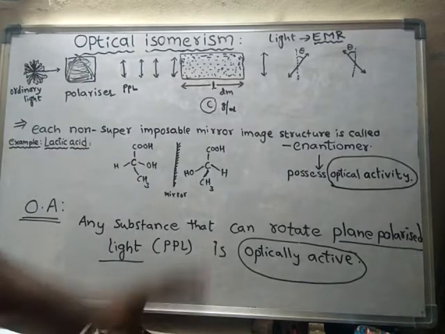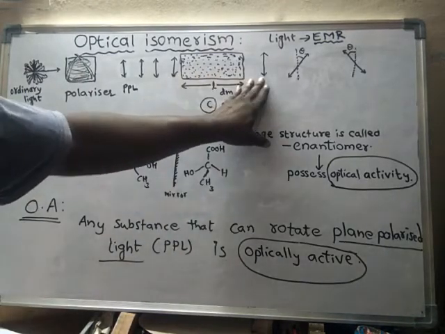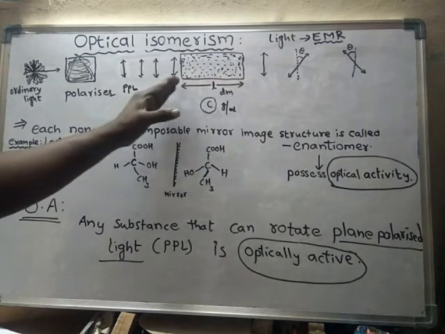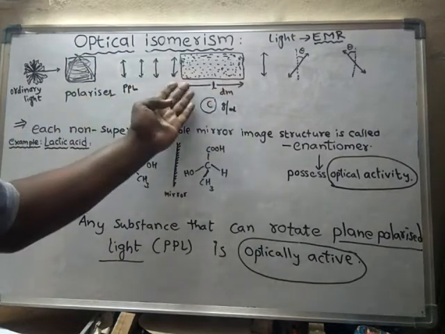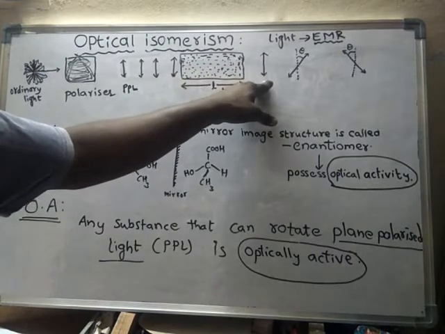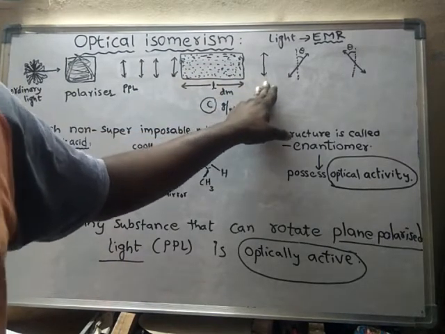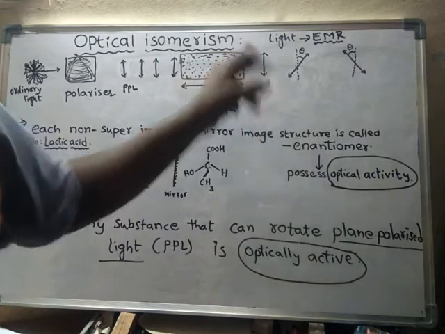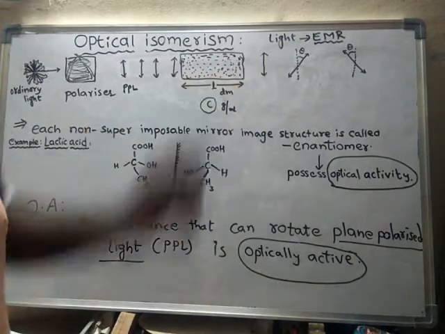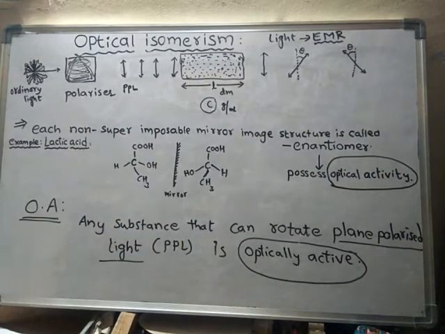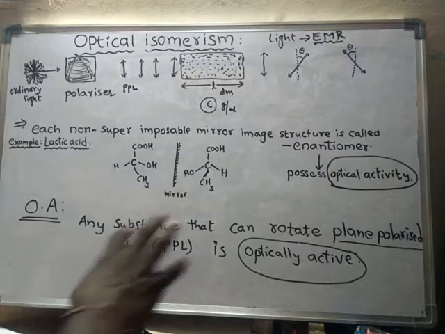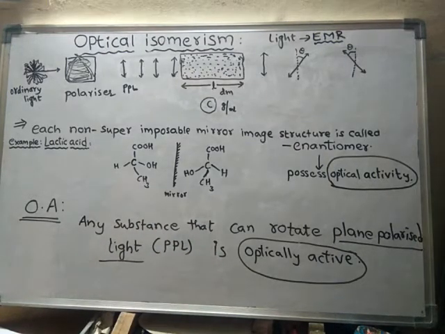If the plane polarized light is not affected, that means it comes out the same way it enters the solution, without any effect, then that compound is said to be an optically inactive compound. Like this, optically active and optically inactive compounds can be identified.